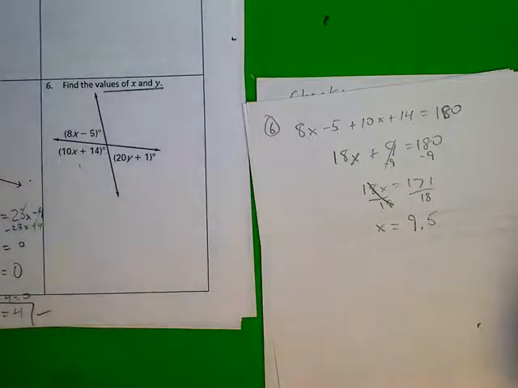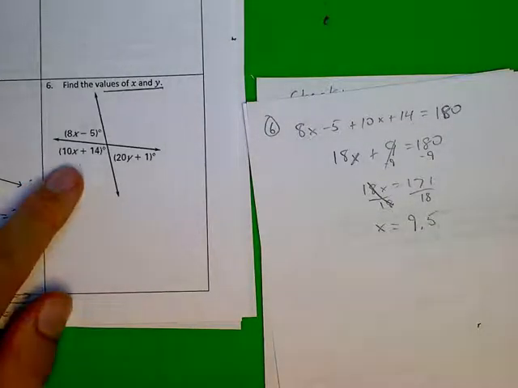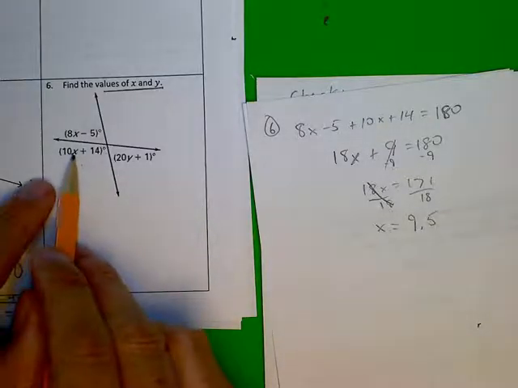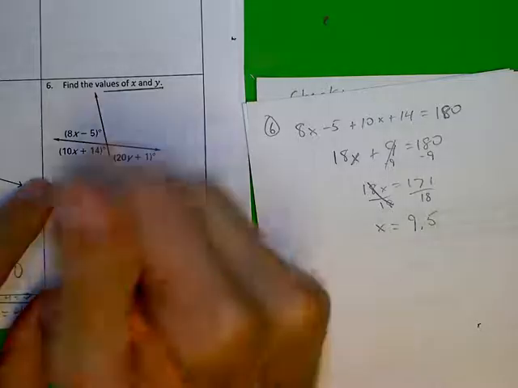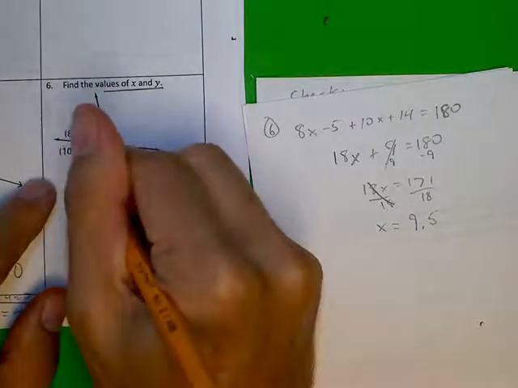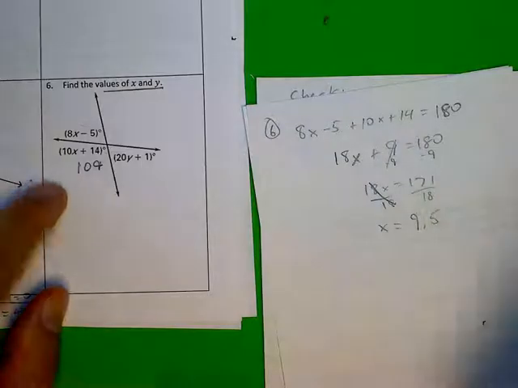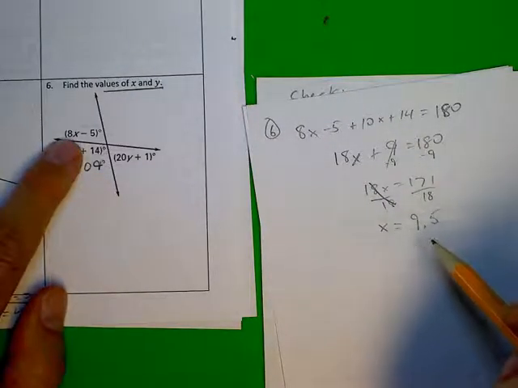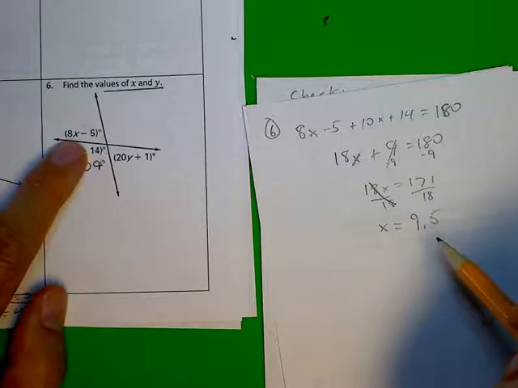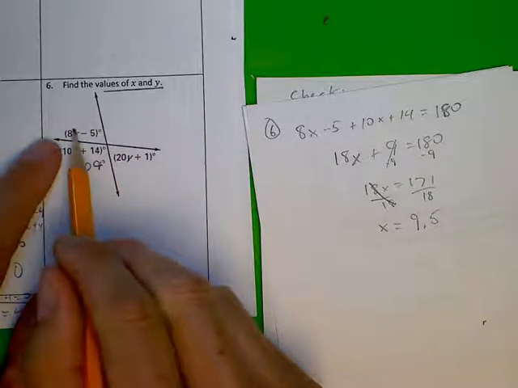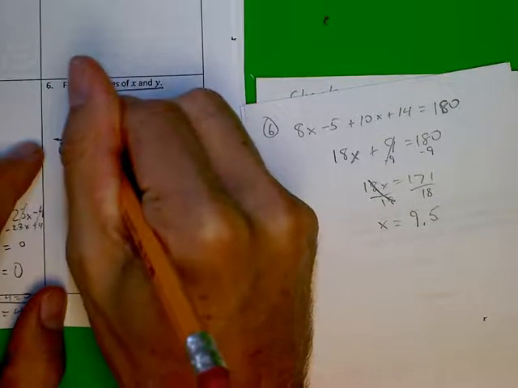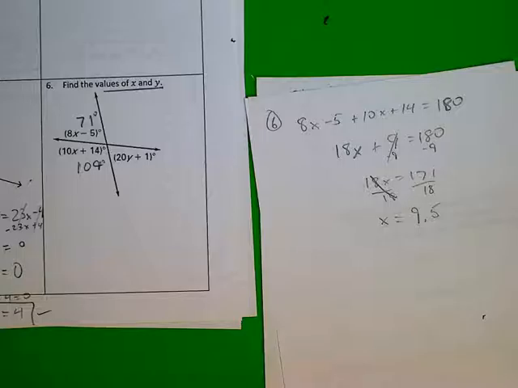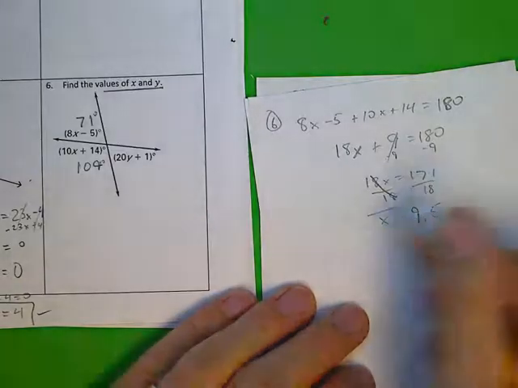Okay. Now the first thing I'm curious about is, did I do that right? So I'm going to take that 9.5 and bring it over here. So that would be 95 plus 14, 109 for that angle. And then I'm going to bring that 9.5 and plug it in here. So that would be 72 plus 76 times 1, 71. Do those angles add up to 180 degrees? They sure do. So I can feel pretty good about my x value.